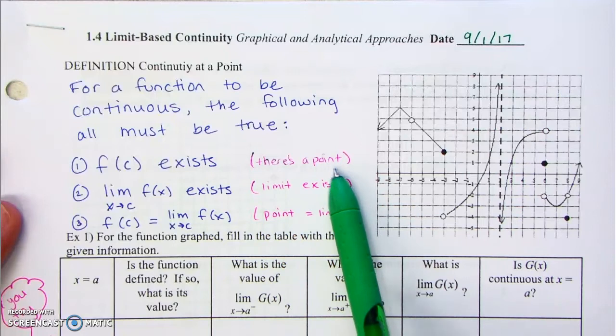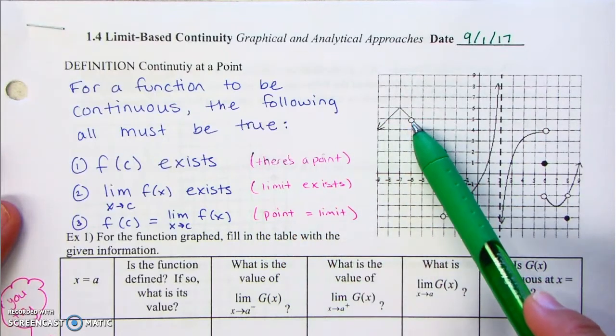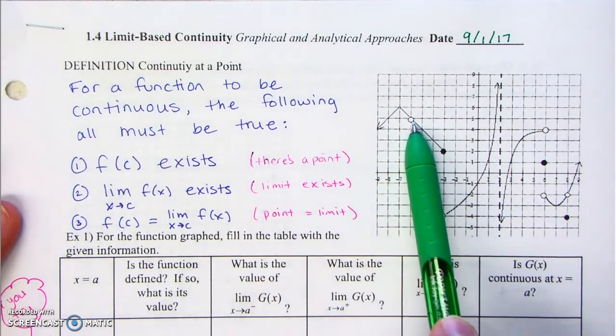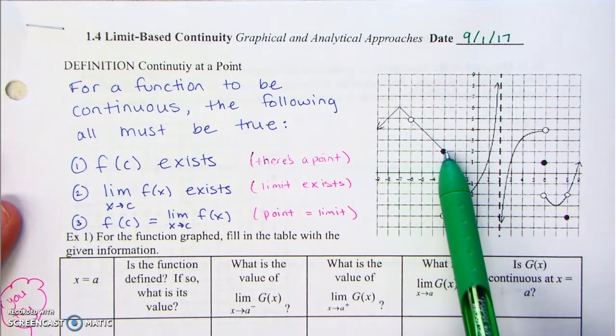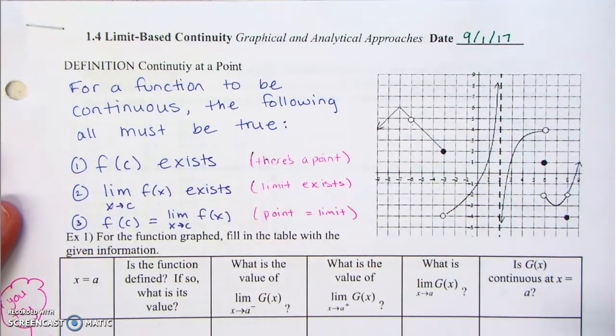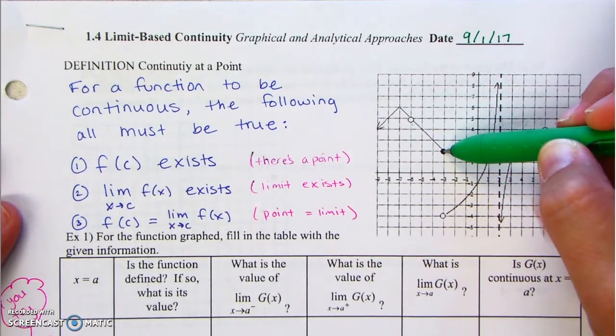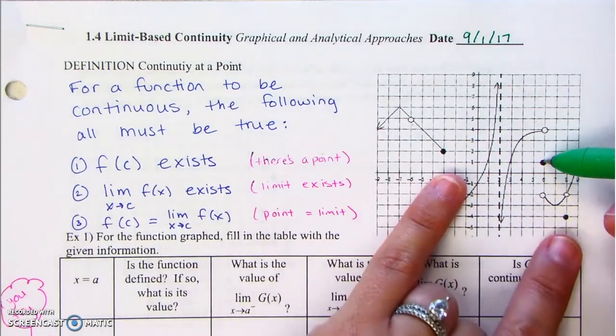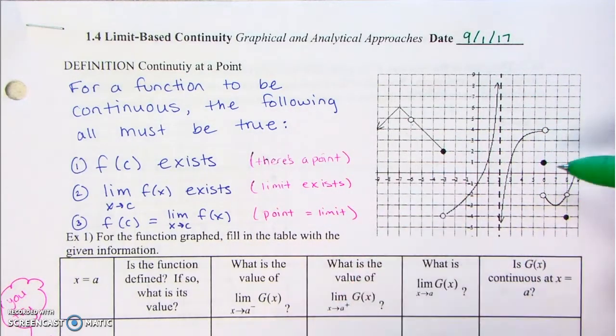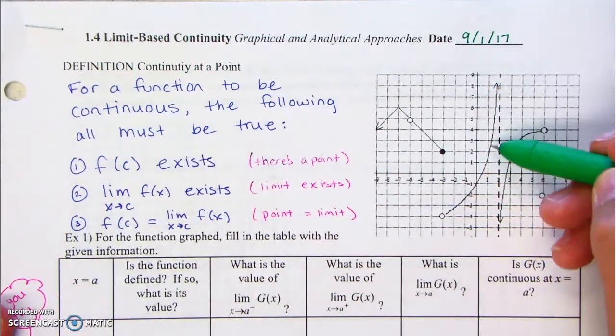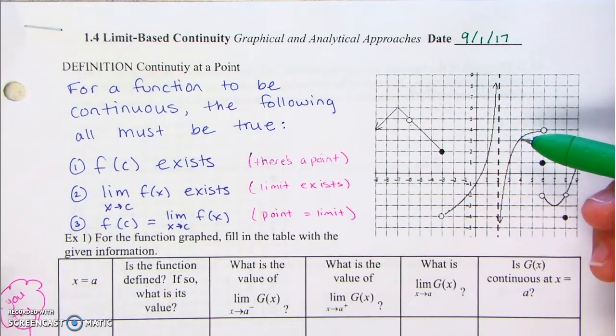That means there's a point. So point, no point. Right there, f of c does not exist. Point. There's a point here. Another thing, you have to know that there are points on this line. Some kids think that this and these 3 are the only points on the graph, but that's not true. Everywhere there's a line, there's a point.